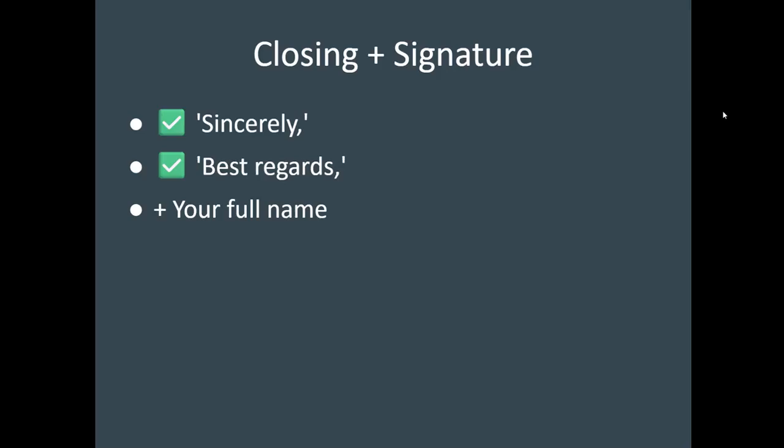Last but not least, you are going to have a closing and a signature. When we are writing a professional email, a great way to close would be by saying something like sincerely or best regards. Then you will put a comma and you will put your first name and your last name. Please make sure that you copy everything that you see on this slide, and then you can move on.